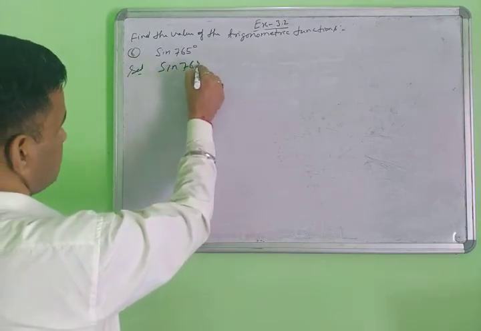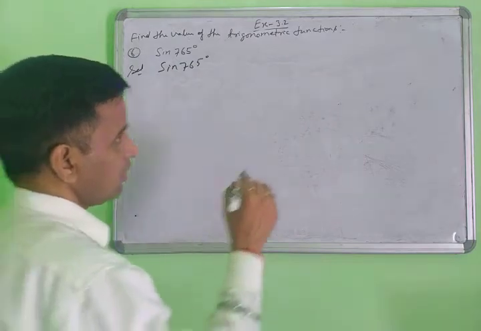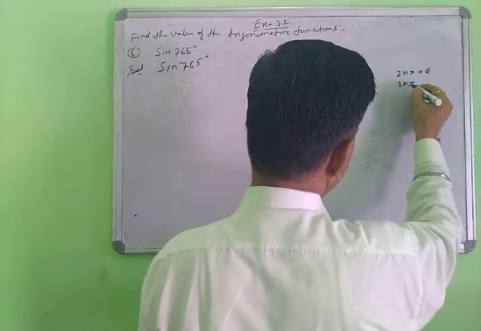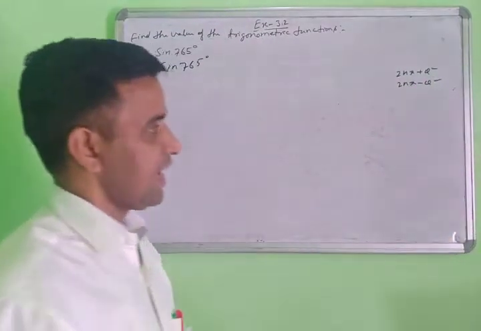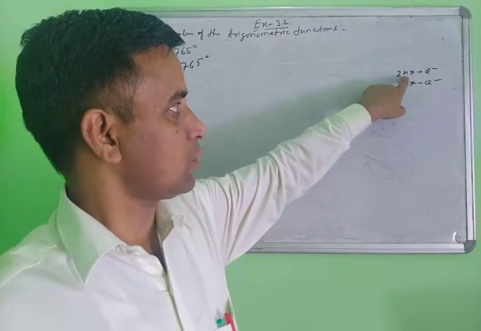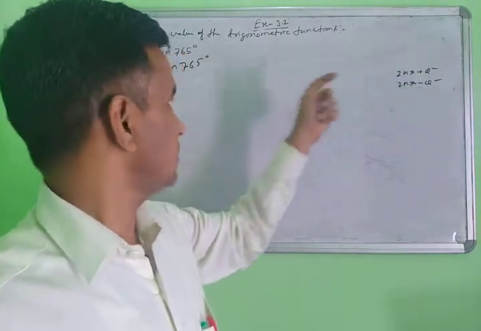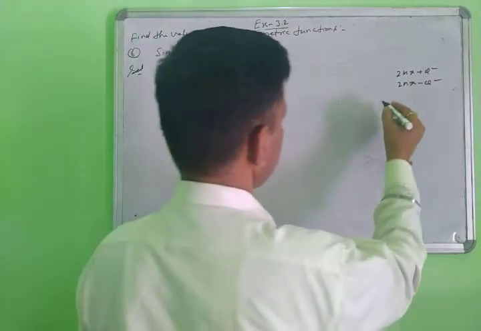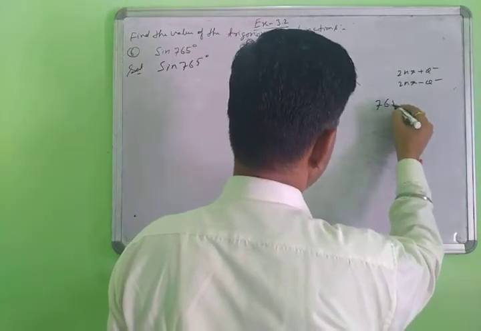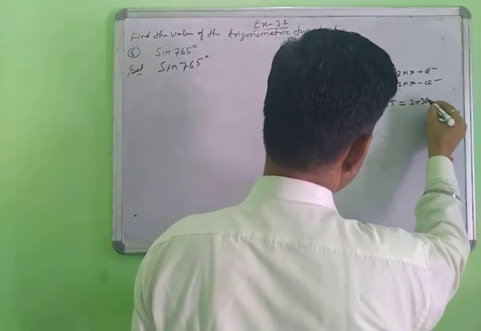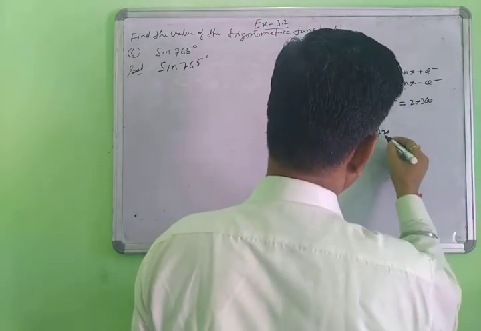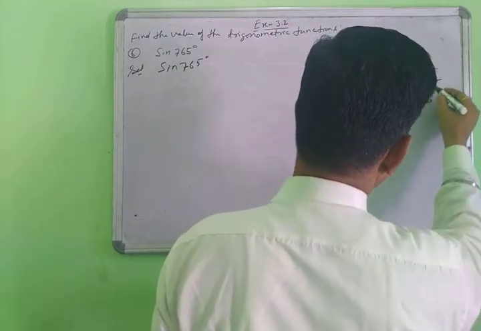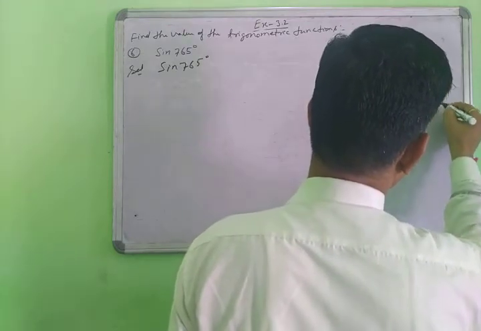Sin 765 degree. First of all, you will convert to 2n pi plus theta, otherwise 2n pi minus theta, according to the condition. Using any one condition, 2n pi plus theta or 2n pi minus theta. This depends on the angle, how many degrees this angle is. So yes, now look here, 765 degree. How to solve? 2 into 360 comes as 720. And here 720 plus 45 equal to 765. The 2n pi plus theta, using this angle plus 45.